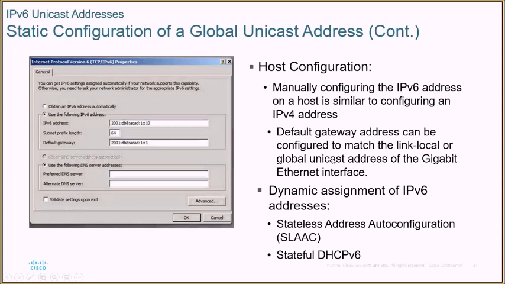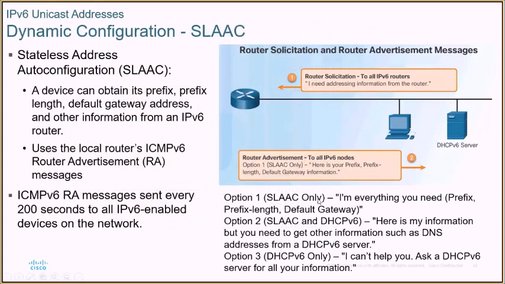You can also do it dynamically. When we spoke about IPv6, one of the advantages was auto configuration, and there are two methods you can use. There is the option of stateless, which is called SLAAC, stateless address auto configuration, or there's also DHCP. Are we going to talk about it next slide? Yes, we are.